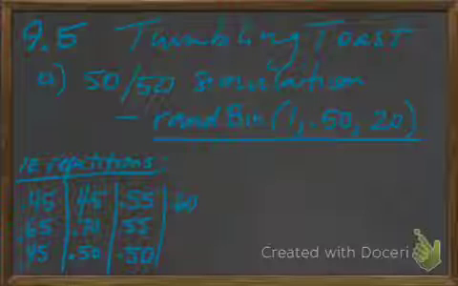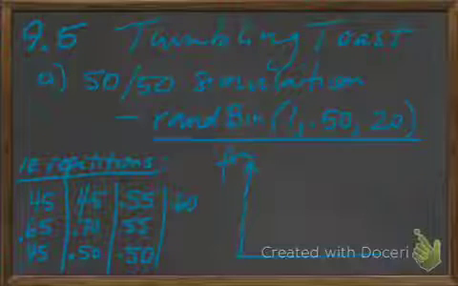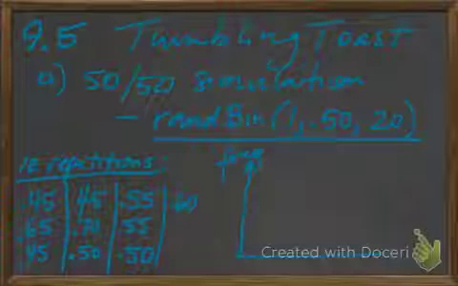And then we're supposed to make a histogram. So your histogram would have frequency on the y-axis, and then our different values, where we put 50 in the middle here.